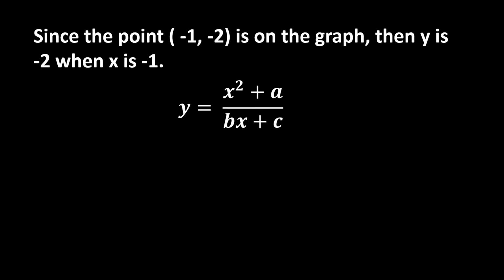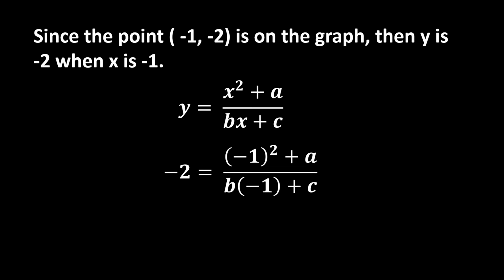Now, since the point (-1, -2) lies on the graph of the function, we can say that the value of y is -2 when x is -1. I'm going to substitute x with -1 and y with -2, and simplify this equation. So now I have -2 equal to (a plus 1) all over (c minus b).